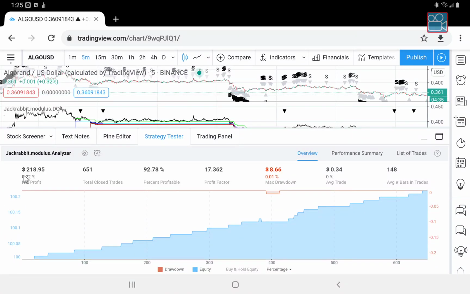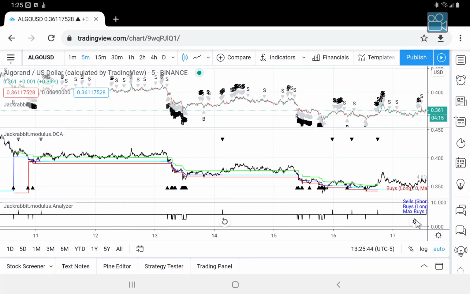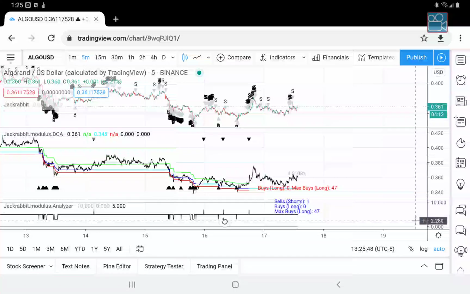This is a 17-day strategy, and it pulled in $218 over the last 17 days. But over that 17 days, it accumulated 47 positions. Now that's just within the last specific 17 days. We've already seen by examining the other time frames, it can go up to 800 positions.